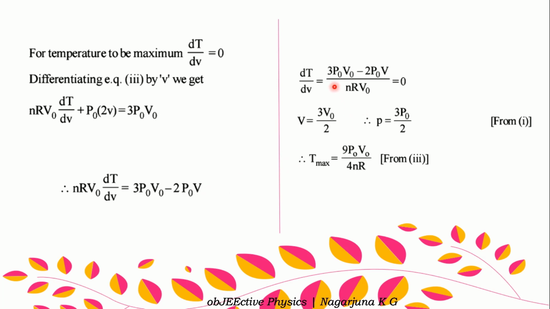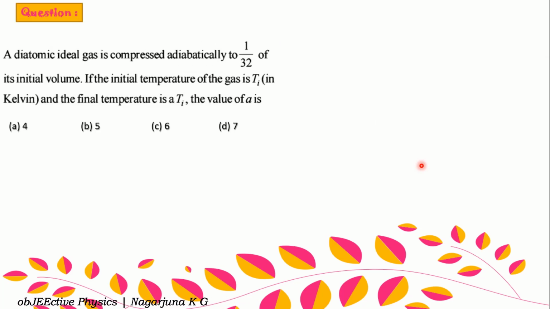dT by dV is equal to 3 P naught V naught minus 2 P naught V by nR V naught, that is equal to 0. So V is equal to 3 V naught by 2, therefore P is equal to 3 P naught by 2 from equation 1. Therefore, T maximum is equal to 9 P naught V naught by 4 nR from equation 3. This is the answer. Next question.